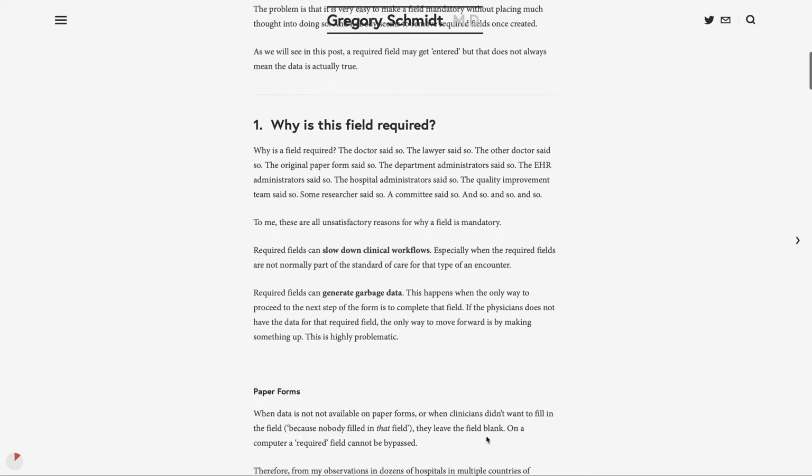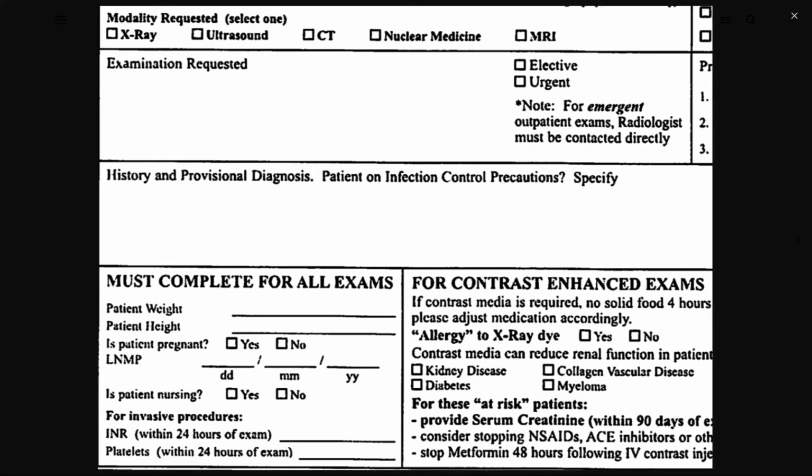The issue is that required fields in electronic health records are clogging up the place all over. They are everywhere, from mandatory clinical questions to checkboxes when submitting an EKG order. And the addition of required fields on forms is done with good intent. The issue, though, is that I'm not convinced it improves patient care all the time. The problem is that it's very easy to make a field mandatory without placing too much thought into why you're doing so. And it seems that no one is taking ownership to go through the medical record and remove required fields that were once created.